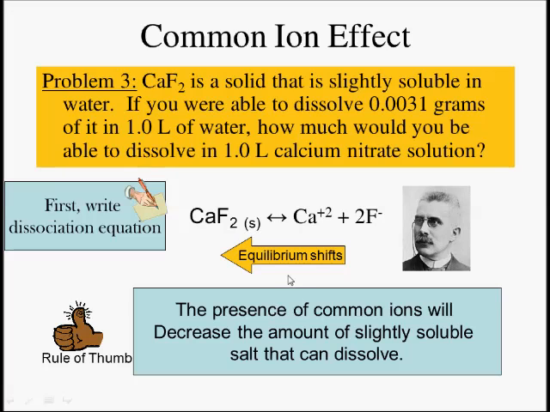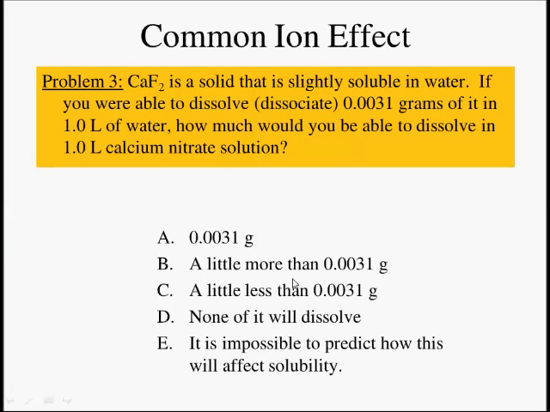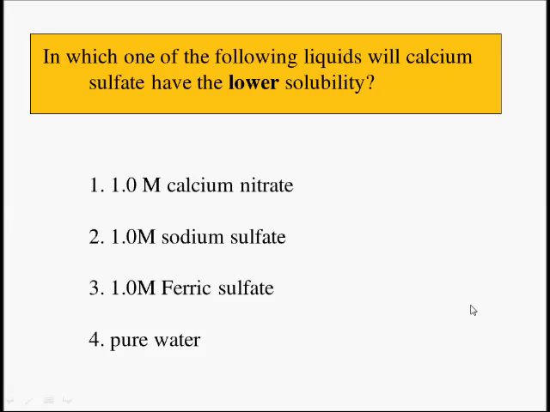So again, the presence of the common ion, that's what it means by that statement, will decrease the amount of a slightly soluble salt that can dissolve. By adding more calcium to it, less of the calcium fluoride is able to dissolve. So if we look back at our original question, in pure water, 0.0031 grams could dissolve, but in the calcium nitrate, since there's already some calcium ions there, it's going to shift the equilibrium to the left, which means less than 0.0031 grams. So if you got that question right, give yourself a pat on the back. Good job. All right, another question for you. Again, pause the video, think about it, see what you said.